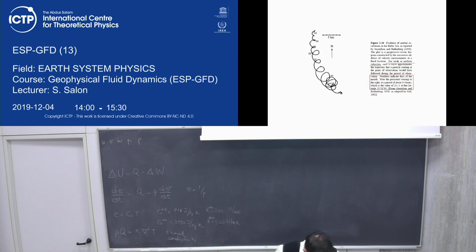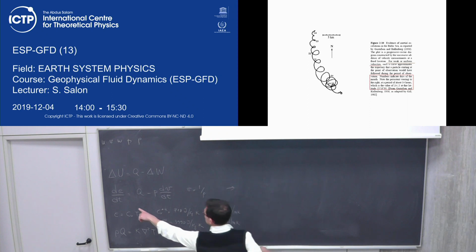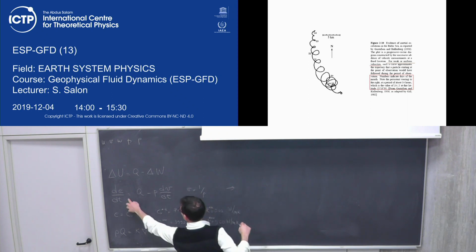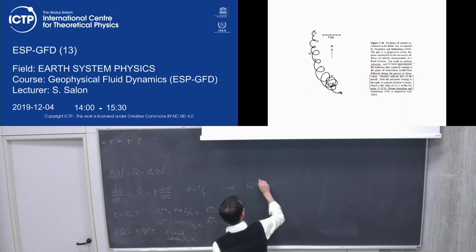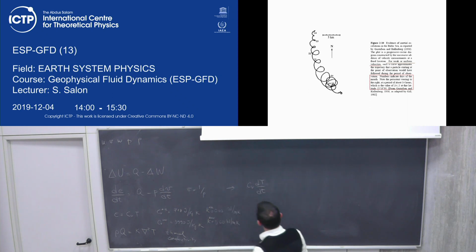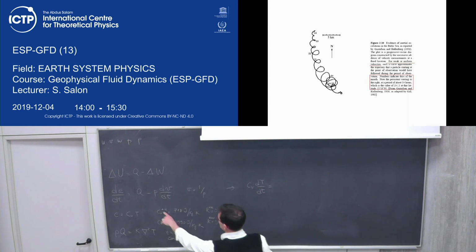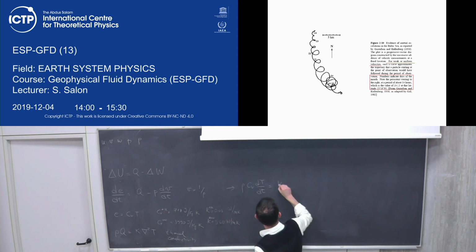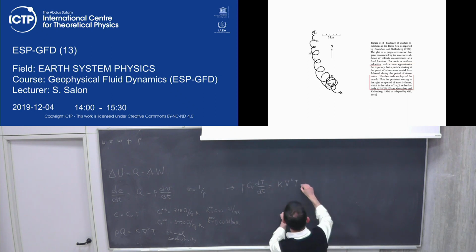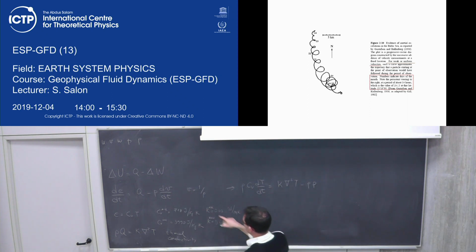Okay, so we can calculate this. So what happened? We can put this one expression here. So Cv is a constant. So we have the time variation of temperature. Then we can multiply everything by rho. So we have rho Q. We can use this expression, and then we have minus rho P, and then we have the time derivative of this one.